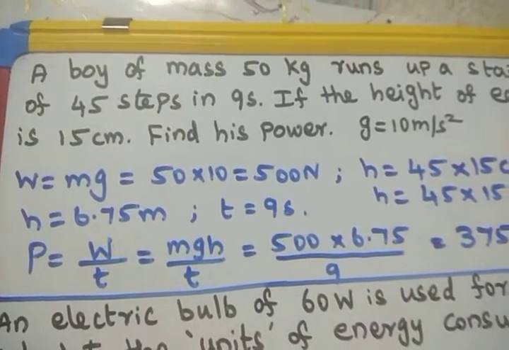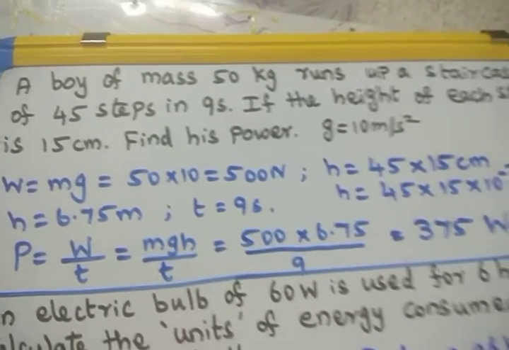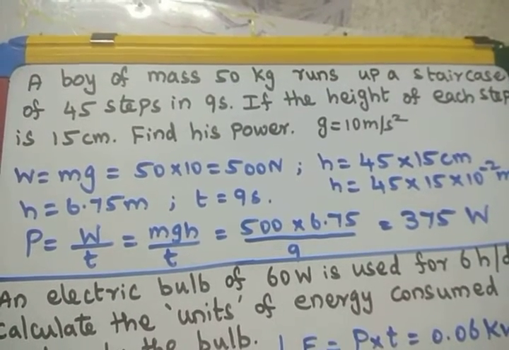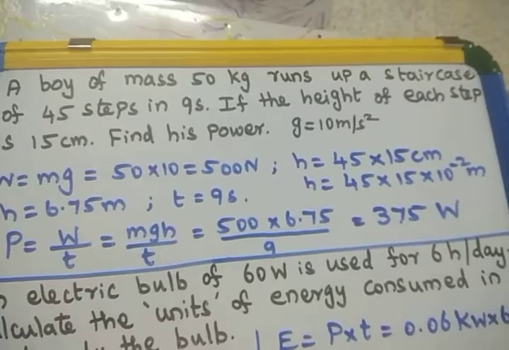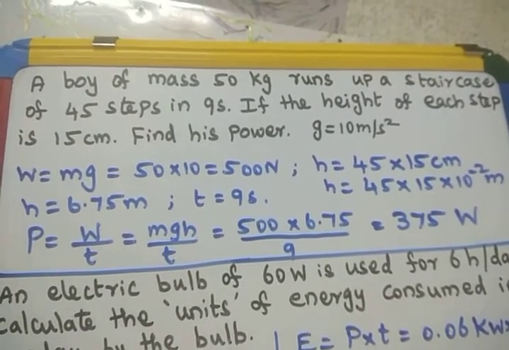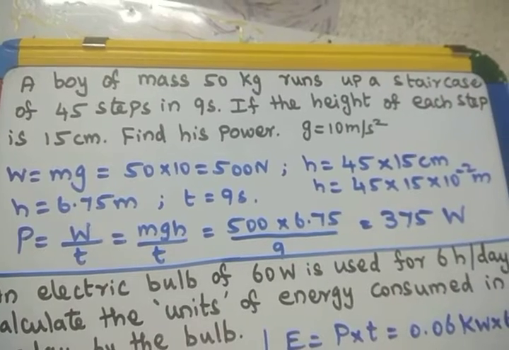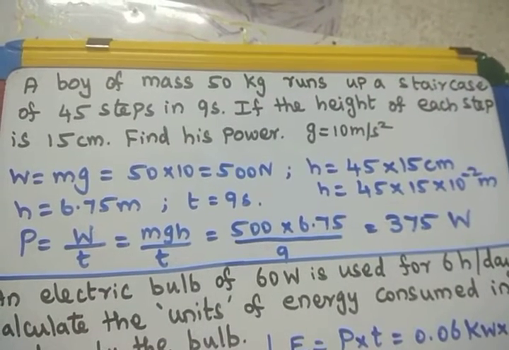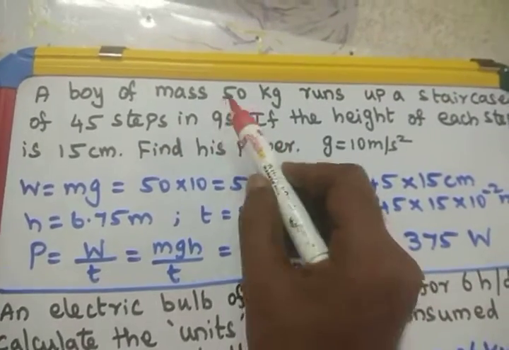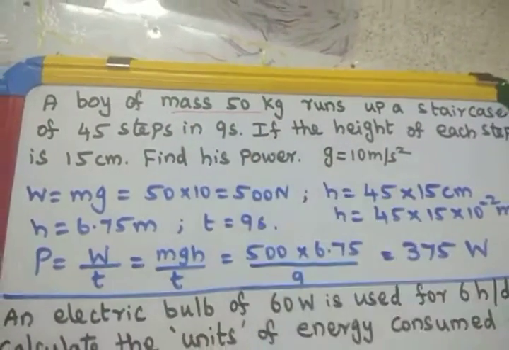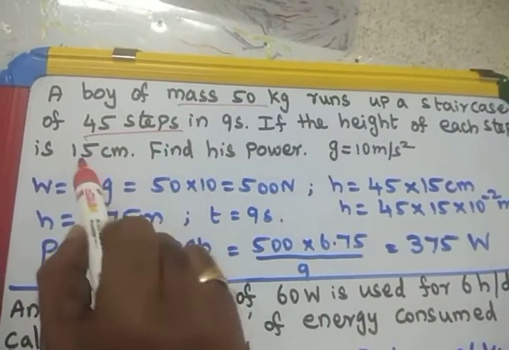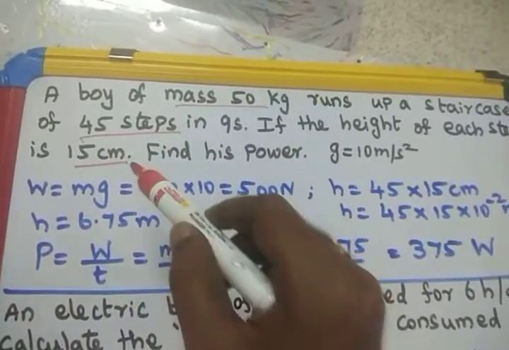A boy of mass 50 kg runs up a staircase of 45 steps in 9 seconds. If the height of each step is 15 centimeter, find his power. The given data is g is equal to 10 meter per second square, that is acceleration due to gravity. The mass of the boy is 50 kg. He runs 45 steps. Each step height is 15 centimeter. So what is the total height?